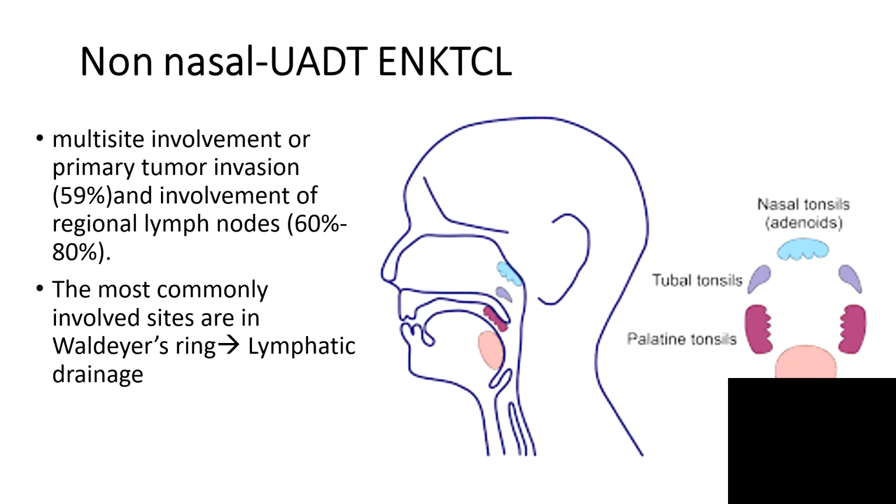Now we go into non-nasal NKT. Non-nasal NKT cell lymphoma usually is multi-site with up to 60 to 80% of regional lymph node involvement. It commonly involves the area around the Waldeyer ring, which is very rich in lymphatic drainage. So the Waldeyer ring, if you can see in the picture, involves the nasal tonsil, the tubal tonsil, palatine tonsil, and the lingual tonsil.